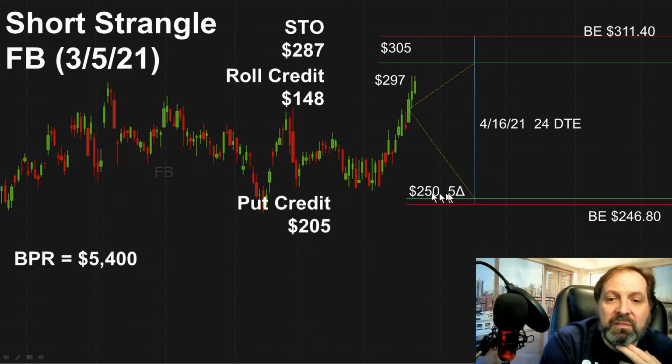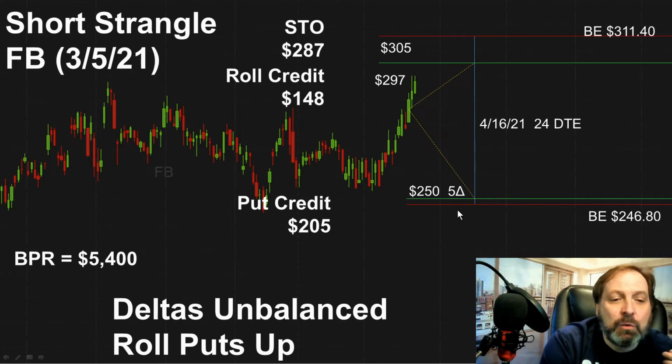My 250 on the bottom side here is only a 5 delta, and I'm thinking that's not balanced anymore. So I need to balance my deltas by rolling up my puts. So I have 250 strikes. That's a total positive delta of 10. On the top side, I don't remember what it was, but I'm guessing it's somewhere around 40 or 45 at this point. So 10 on the bottom, 45 on the top. I want to neutralize this.